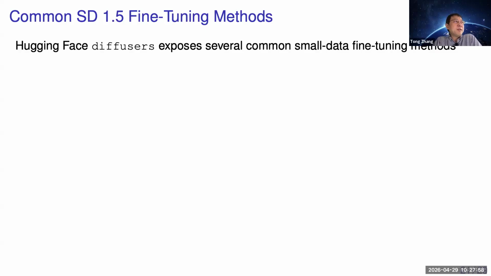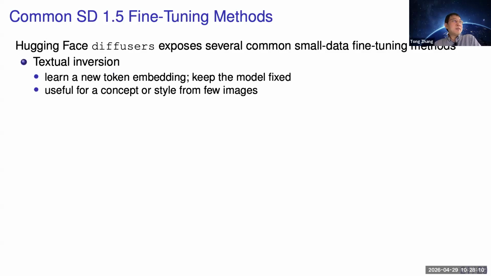So Hugging Face diffusers exposes several common small data fine-tuning methods. And then they essentially have a few things which is relevant. One is textual inversion, which is in the notebook. The homework doesn't ask for that. Homework is for the UNet, just the direct fine-tuning. Textual inversion says the following.